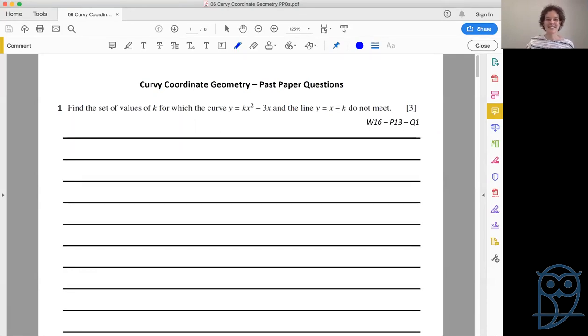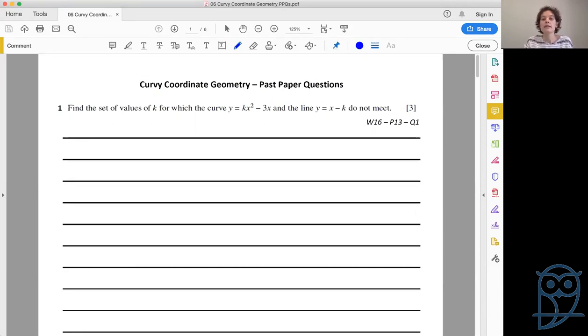If you have taken the time to actually read the question that's showing here, I'm hoping that those bells were ringing. The question says, find the set of values of k for which the curve y equals kx squared minus 3x and the line y equals x minus k do not meet. 3 marks. It's from winter 2016, paper 13, question 1.